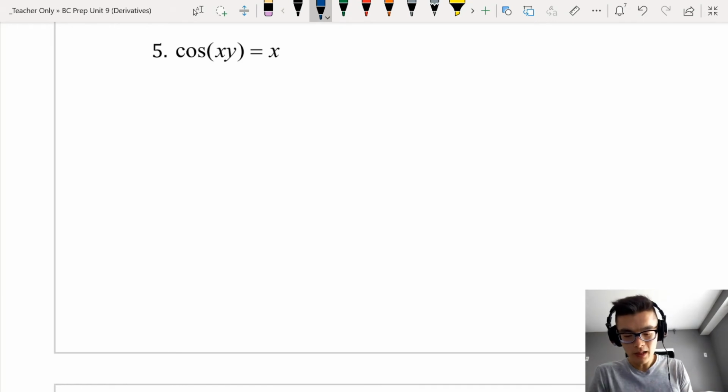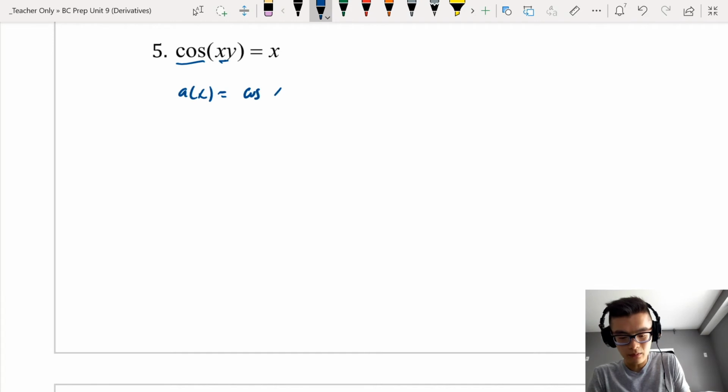All right, so if we take a look here, same process. Let's scan what's going on. I see that we have an outside function containing the inside, so most likely chain rule. So let's write this down. Outside function is the cosine, which means the derivative is going to be, in this case, negative sine of x. The inside function is going to be x times y.